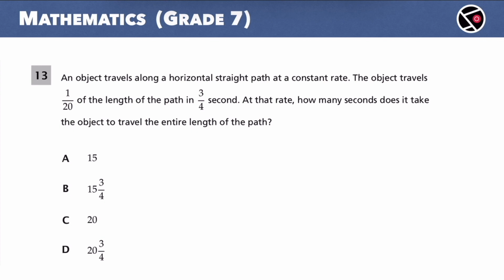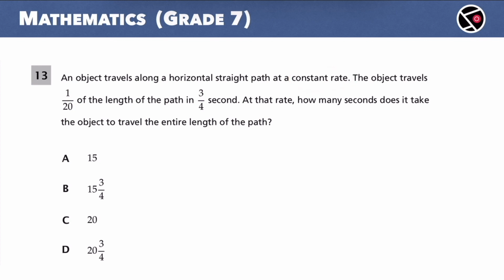Problem number 13. An object travels along a horizontal straight path at a constant rate. The object travels 1/20 of the length of the path in 3/4 seconds. At that rate, how many seconds does it take the object to travel the entire length of the path? The key word here is constant rate.